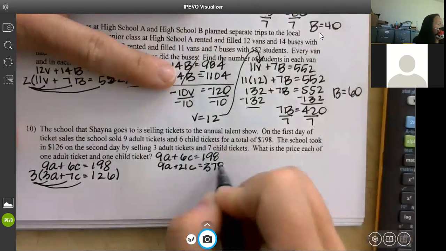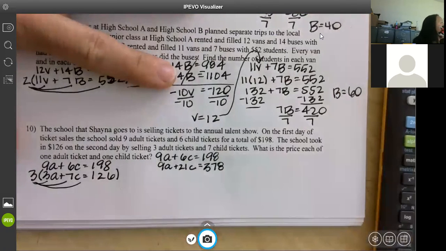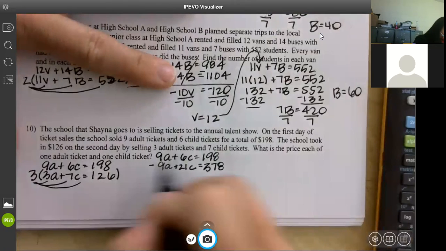On your EOC, they like to do systems without calculators. So you'll see these on the non-calculator active, but they won't give you these big, huge numbers, okay? They'll give you smaller ones. Change, change, change.